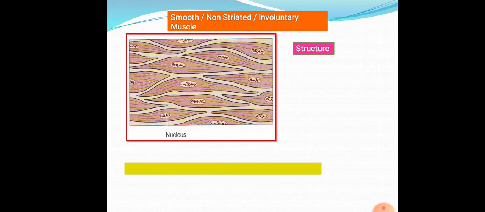Now let us see smooth or non-striated or involuntary muscle. This muscular movement is not under our control. Hence, it is called involuntary muscle. Let us see the structure. Here you can see the different cells of the smooth muscle. These are smooth muscle fibers, and you can see their ends are pointed on both sides.